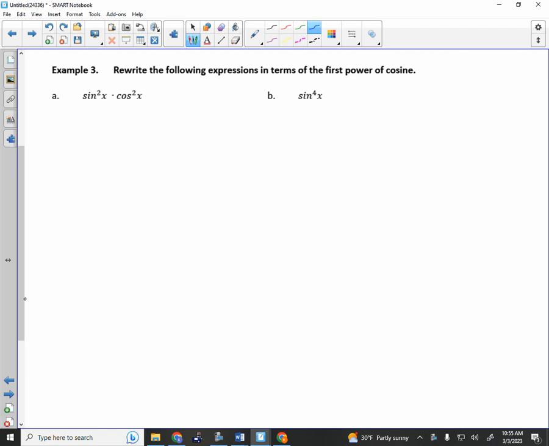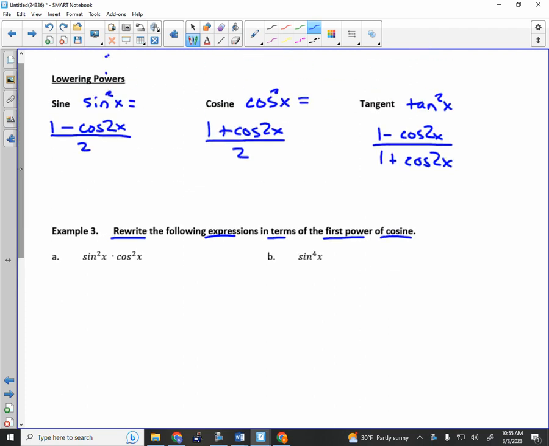Got it? Not going to tell you which one, but of those 3, you're going to do one on the test. Okay. So it says rewrite the following expressions in terms of first power of cosine. What does that mean for us? What it means is that all of these, if you notice, they all have cosine in them, don't they? So anytime you reduce powers, it always ends up being just cosine of the first power.